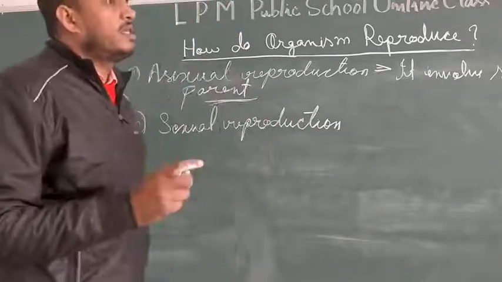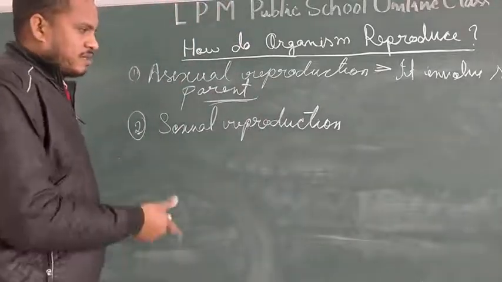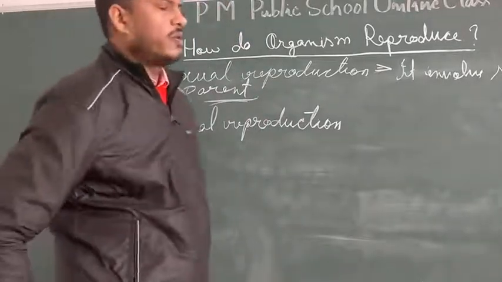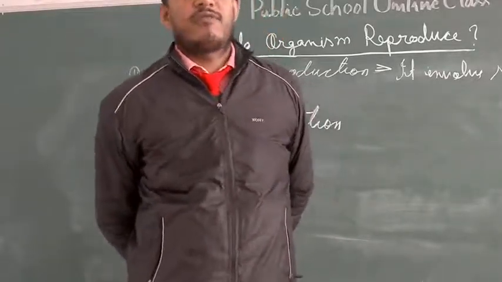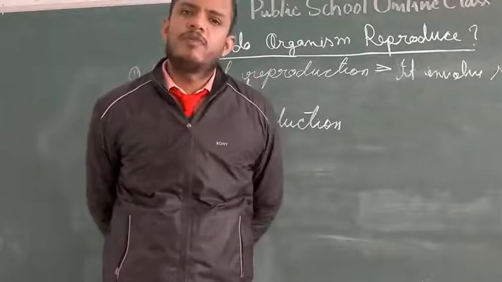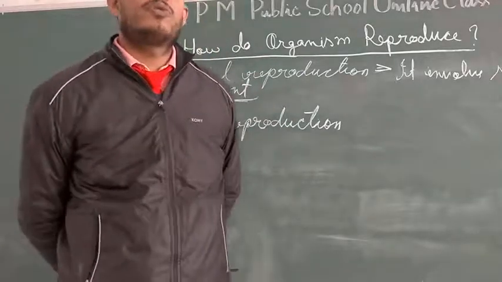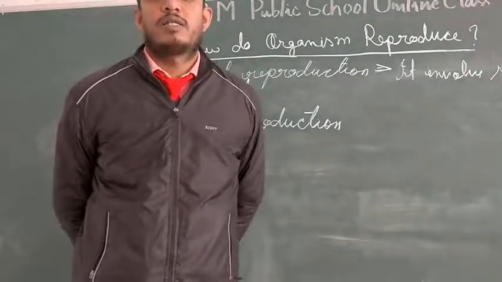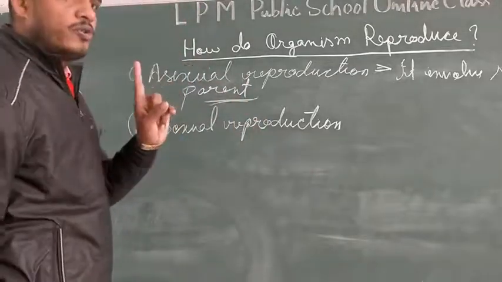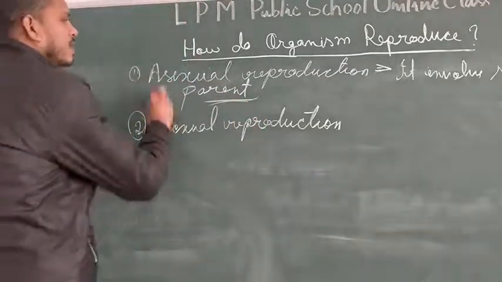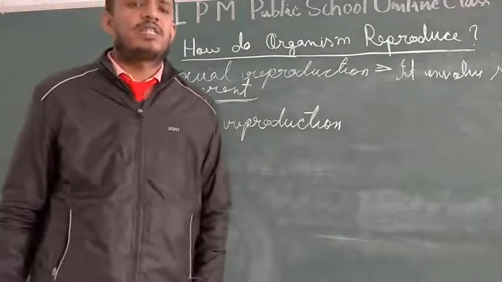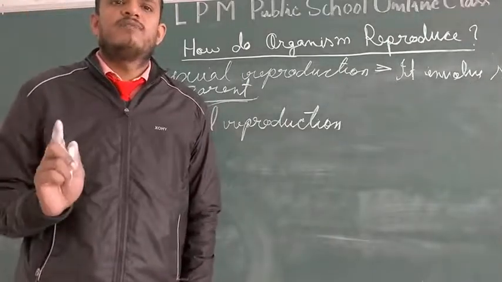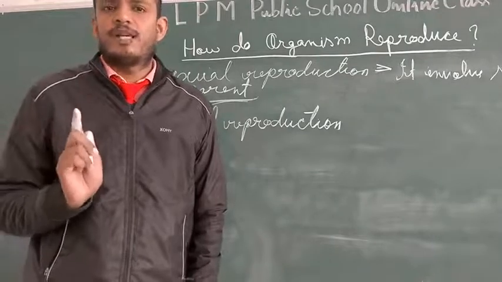Now see, in the last slide I told you that asexual reproduction is generally adopted by those which have simple body organization. That point you need to remember. The second point is that it involves a single parent. Asexual reproduction involves the participation of a single parent.